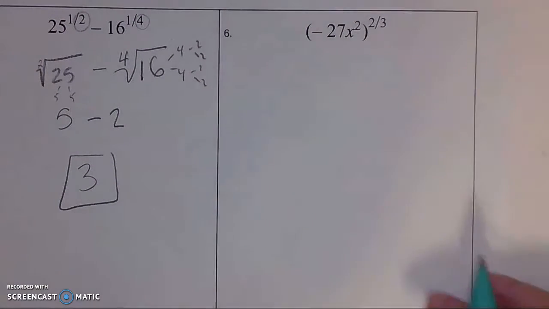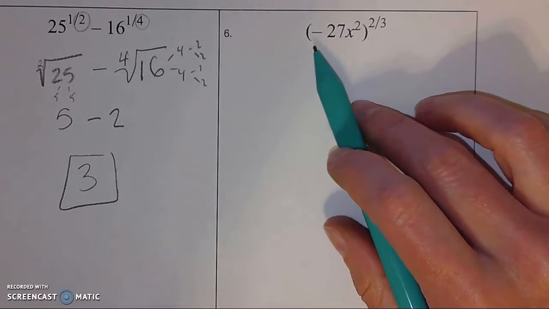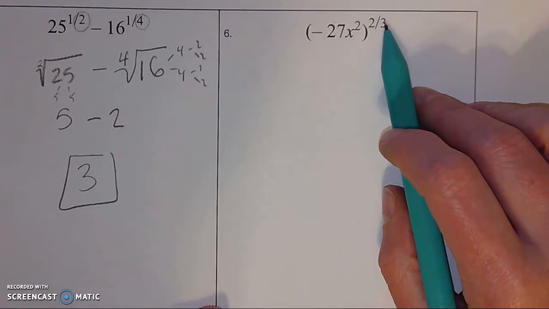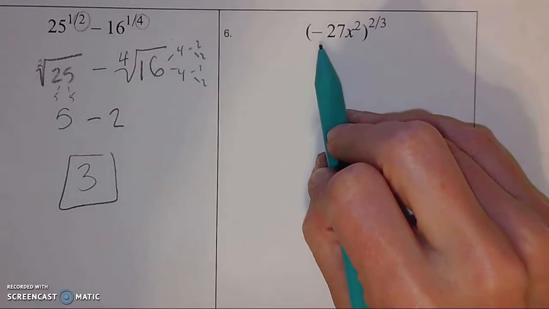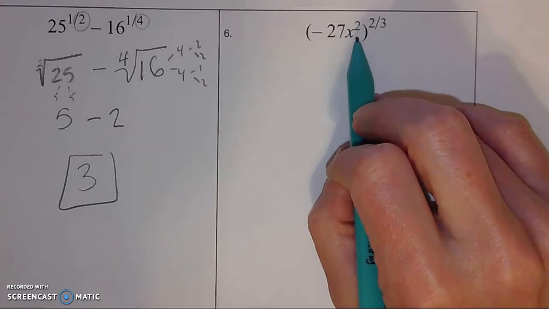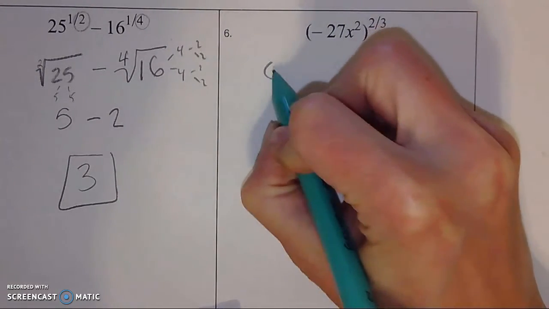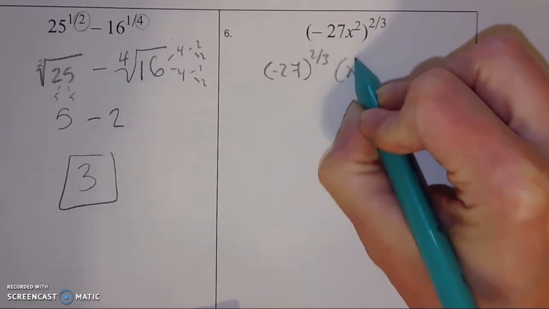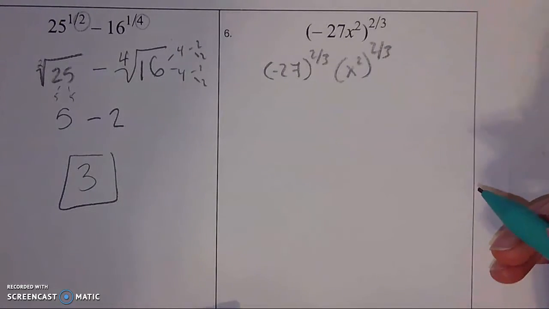This one, so there's no addition or subtraction or division or whatever. This is just straight up something raised to a power. So there's several ways to do this. So I'm just going to show you the way that I always work these problems out. So I like to, if I have a number and a variable, I like to do them separately, just because, especially if they're not going to work out perfectly. So I'm going to raise this negative 27 to the 2/3 power and this x squared to the 2/3 power. So I'm going to deal with my number and my variable separately.